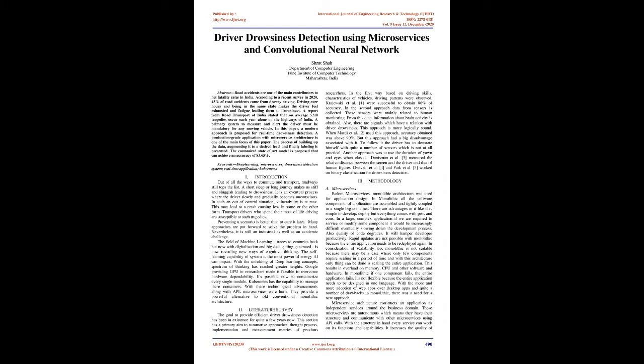Introduction. Out of all the ways to commute and transport, roadways still tops the list. A short sleep or long journey makes us stiff and sluggish, leading to drowsiness. It is an eventual process where the driver slowly and gradually becomes unconscious. In such an out-of-control situation, vulnerability is at max. This may lead to a crash, causing loss in some form or the other. Transport drivers who spend most of their life driving are susceptible to such tragedies.